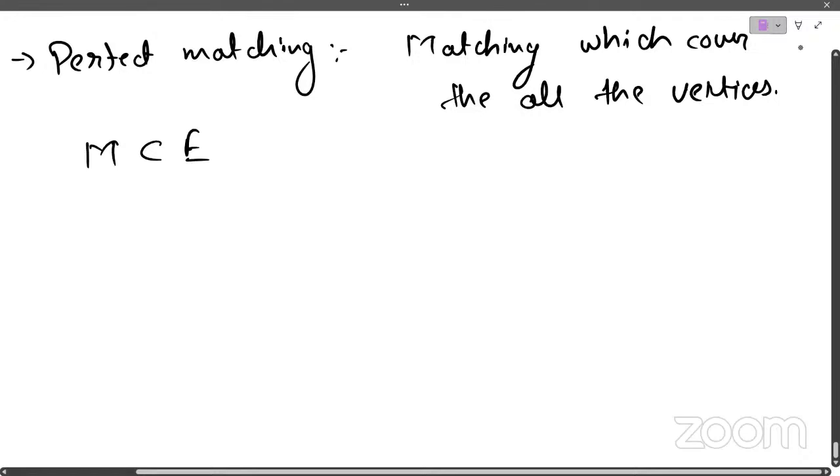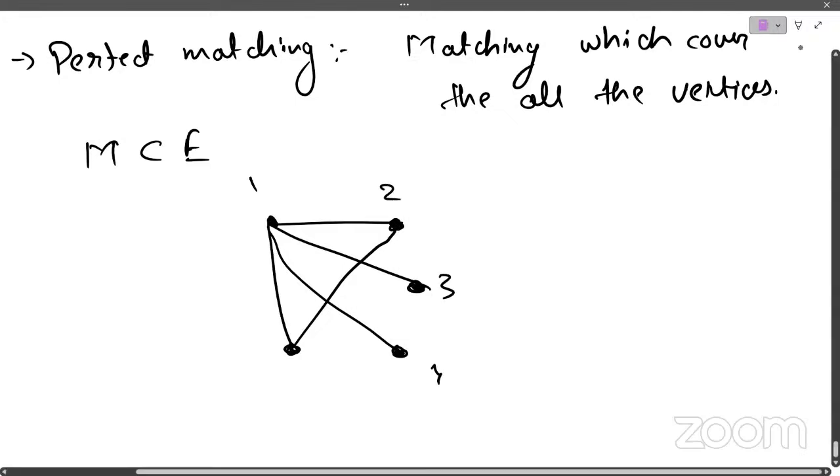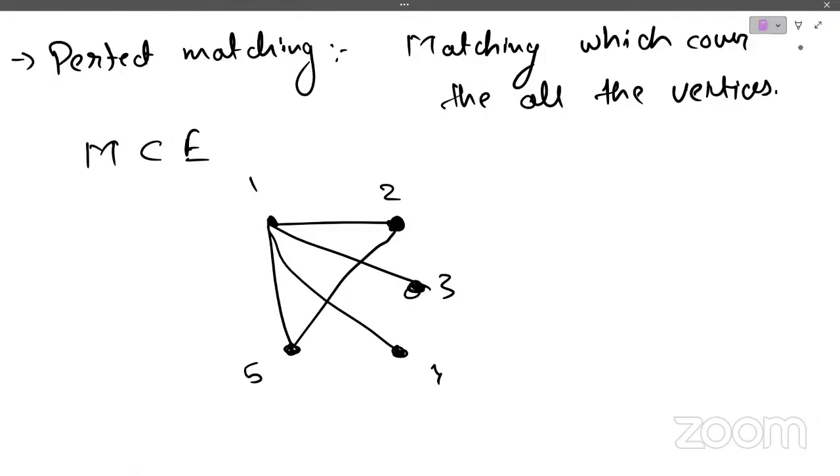Okay, so what do I mean? Suppose this is my graph. I have 1, 2, 3, 4, 5, right? 5 vertices. So I want to find a perfect matching. Does there exist a perfect matching in this graph? The answer is no, because this one vertex is shared by these 4 edges, right? So if I consider E1 in my matching set M, I'm not able to take any of them. So the only other possibility is E4.